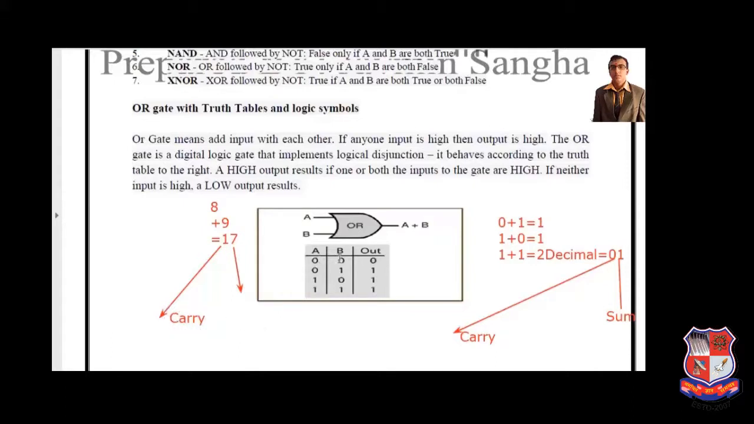So here it will come: 0 plus 0 equal to 0, 0 plus 1 equal to 1, 1 plus 0 equal to 1, and 1 plus 1 equal to 1. That's why we can get this, the truth table of OR gate. So it is the fundamental concept, 0 plus 0 equal to 0.